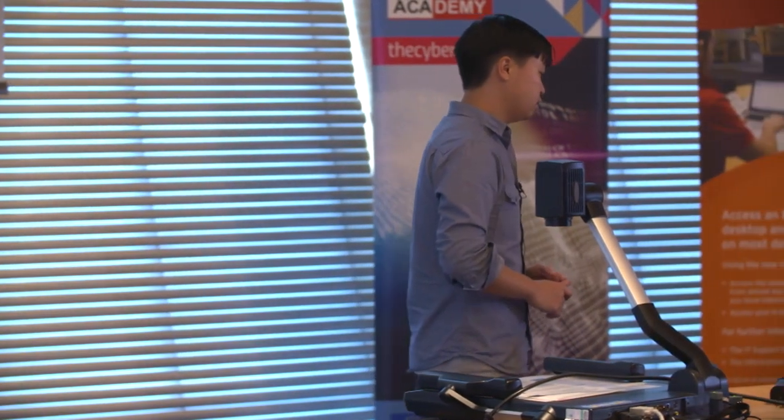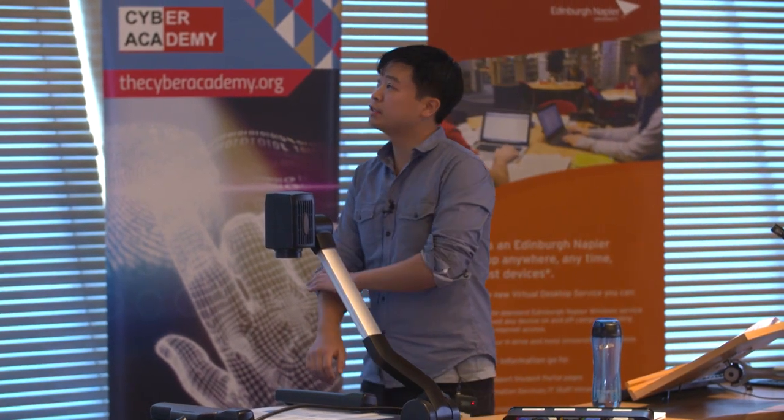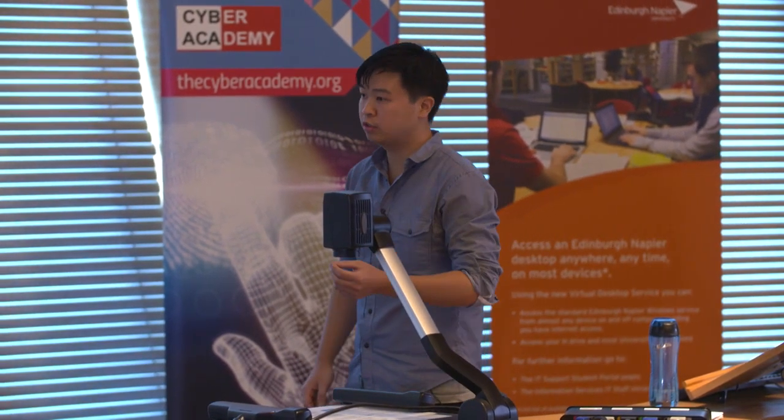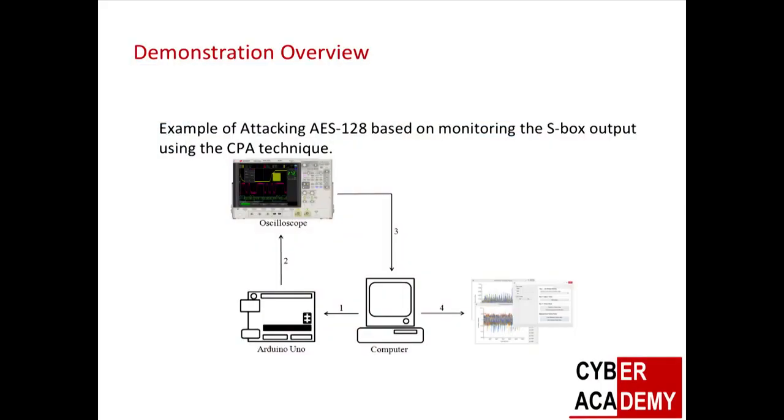Every time the Arduino Uno ran the add round key and sub-bytes function, the oscilloscope would capture the power consumption of that device, and it would send that data, the actual power trace, back to my laptop. And this will occur iteratively. It has to occur quite a number of times because we need to get a large enough sample to get a correct key guess. So at this moment in time, I believe that the data capturing has been completed.